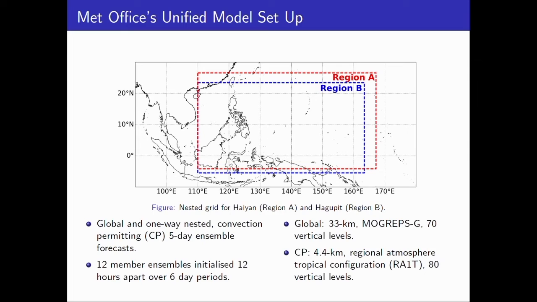To do this, I'm using the Met Office's unified model. I'm running ensemble forecasts both globally, and the results you just saw are from the global ensembles, and also using a convection permitting regional model, which is higher resolution and also means you can solve convection explicitly rather than parameterize it.